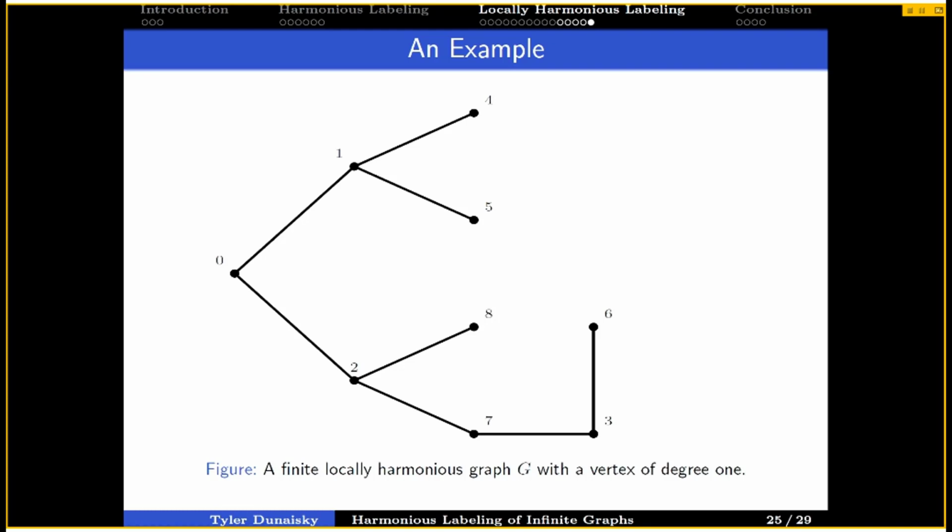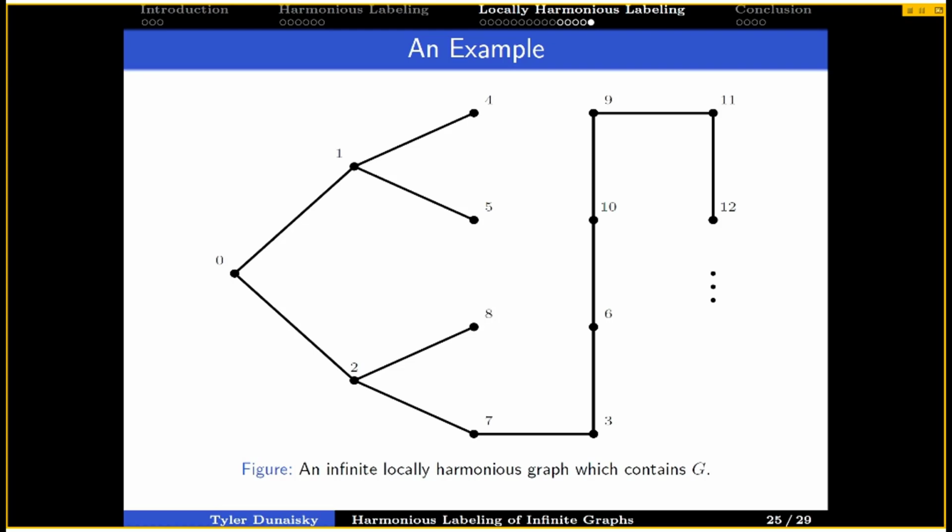So also notice that our maximum label is 8. So now we're going to try to build a pattern off of the 6. Right now we have even, odd, even. So now we add another even. The next even that we can use is 10. Now we have 2 more odds, the 9 and 11, which are the next ones. And then the next even we can use is 12, and then we can do that forever. So if you go forever like this, then we have an infinite locally harmonious graph, which contains our original graph.